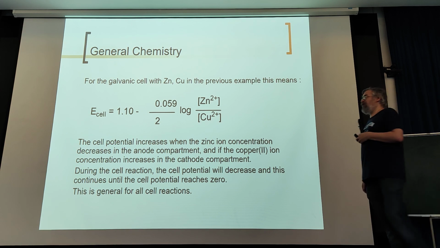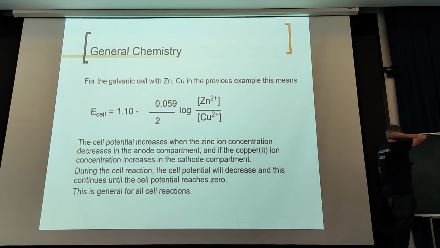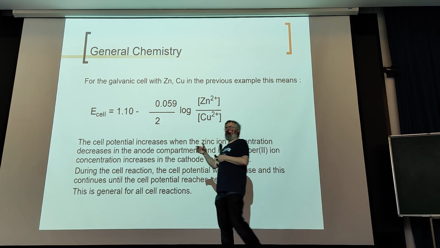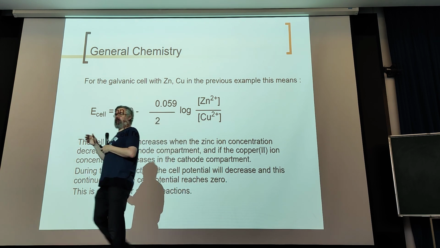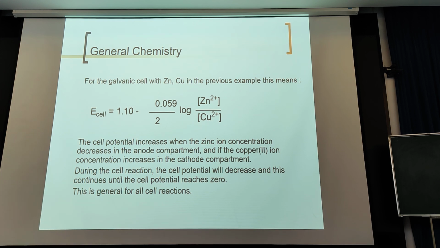In all of the other cases, it's going to depend on the ratio. Suppose you have 10 times more zinc than you have copper. Then you have a logarithm of 10, and that logarithm of 10 is 1. So then you will have to subtract about 0.03, so 0.059 divided by 2. Now your cell potential will be 1.07. So it's going down.